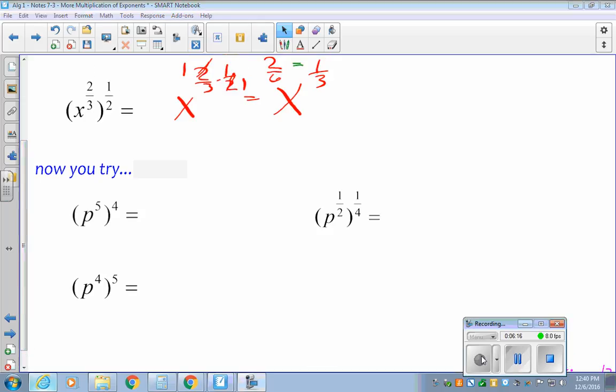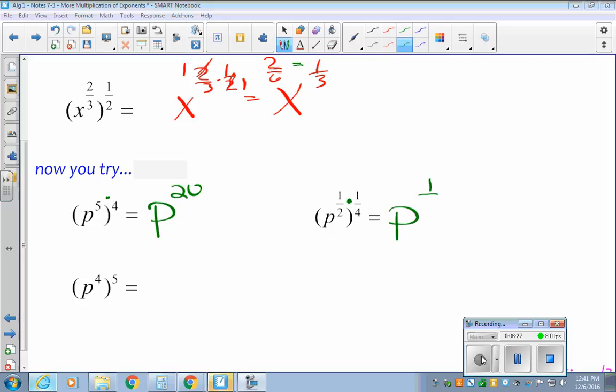Okay, so these answers are p to the 5 times 4, which is p to the 20. P to the 1/2 times 1/4, which is p to the 1/8. And p to the 4 times 5, which is also p to the 20.